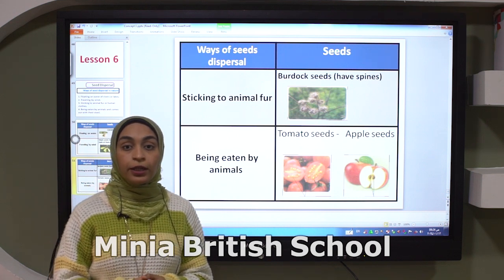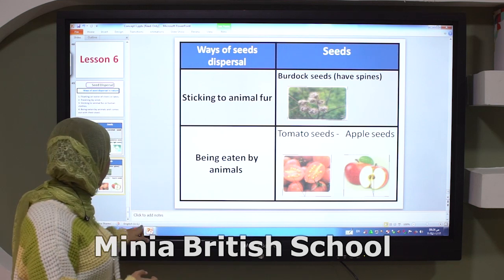That's for theme 1. Let's start with theme 2, starting with matter.